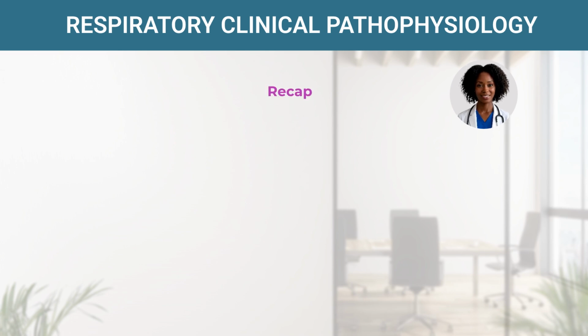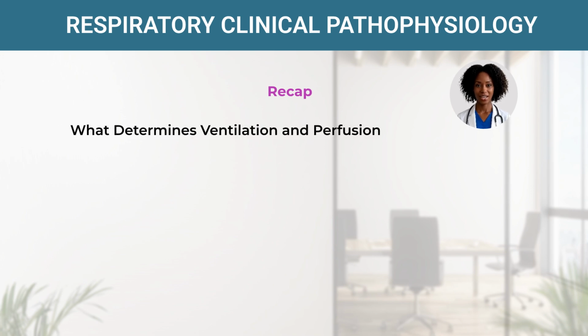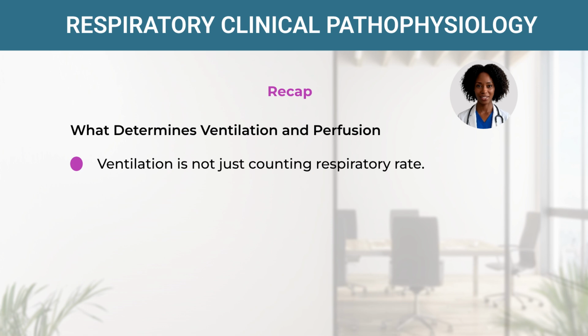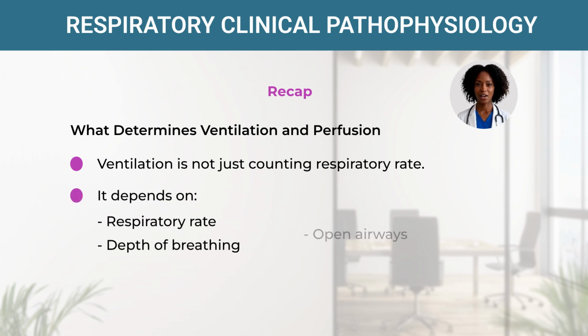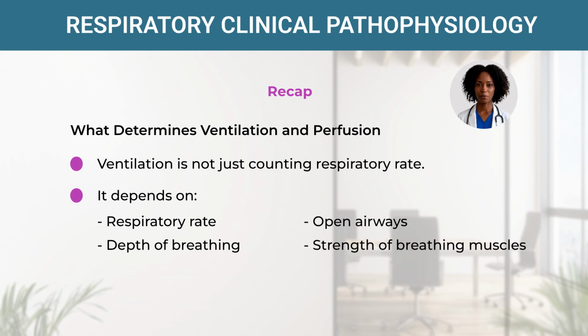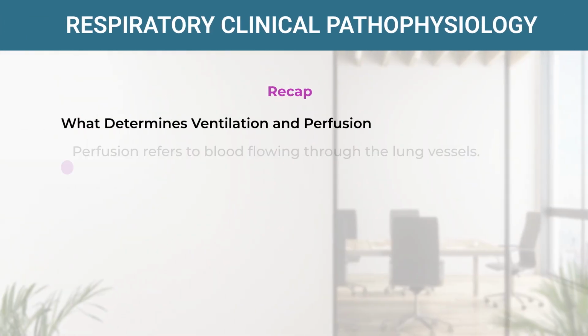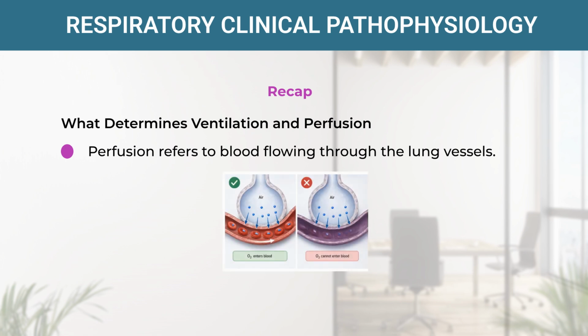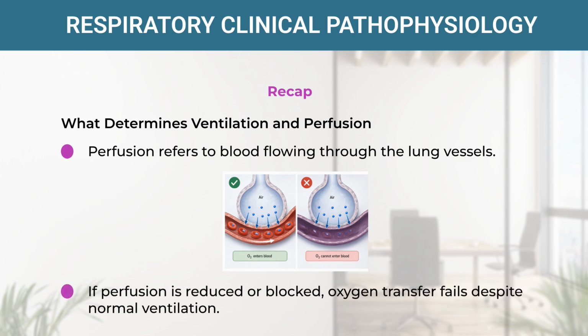In the previous lesson, we looked at what determines ventilation and perfusion, and we said ventilation is not just counting respiratory rate. It depends on respiratory rate, depth of breathing, open airways, and strength of breathing muscles. Perfusion refers to blood flowing through the lung vessels. Even if air reaches the alveoli perfectly, oxygen cannot enter the blood unless blood flows past those alveoli. If perfusion is reduced or blocked, oxygen transfer fails, despite normal ventilation.